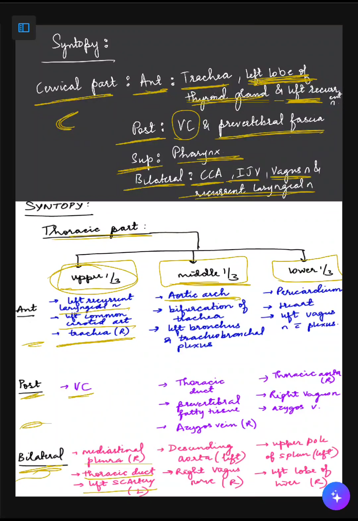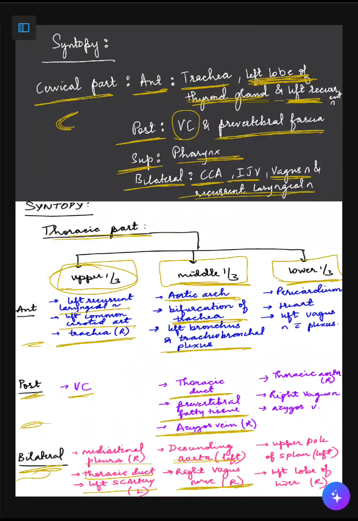Now middle 1/3 of the thoracic part. Anteriorly is aortic arch, bifurcation of trachea, left bronchus and tracheobronchial plexus. Posteriorly is thoracic duct, prevertebral fatty tissue and azygos vein on the right side. Bilaterally is descending aorta on the left and right vagus nerve on the right.